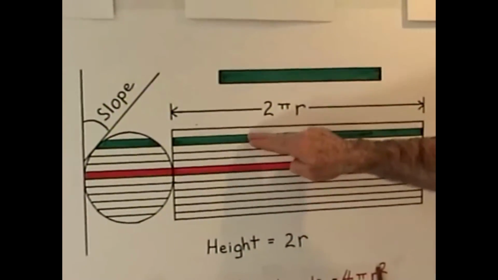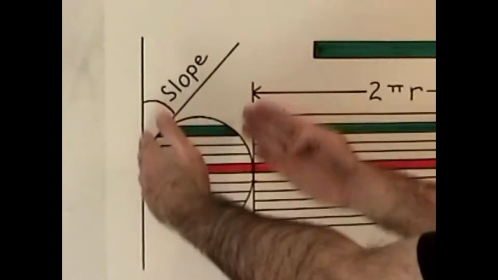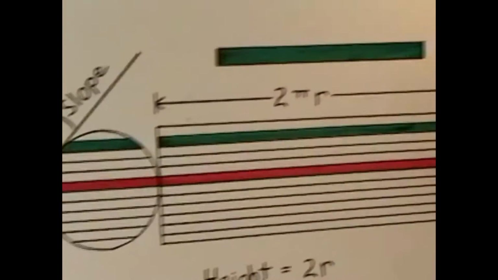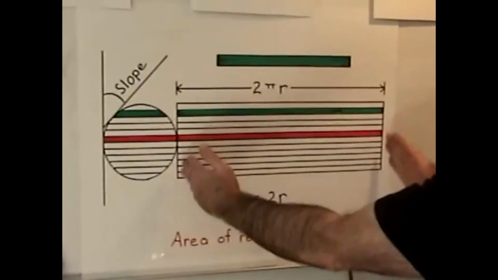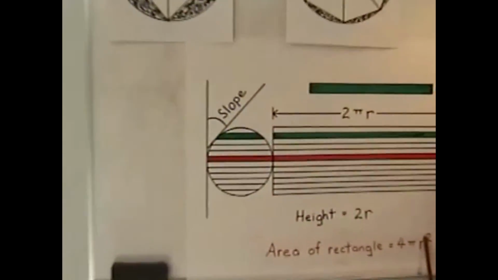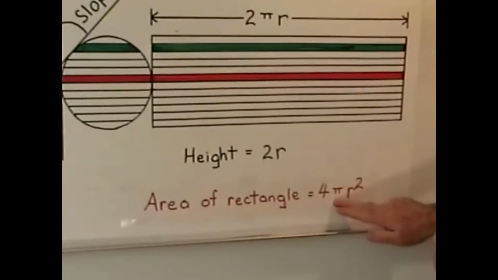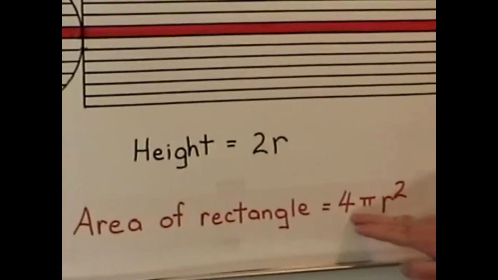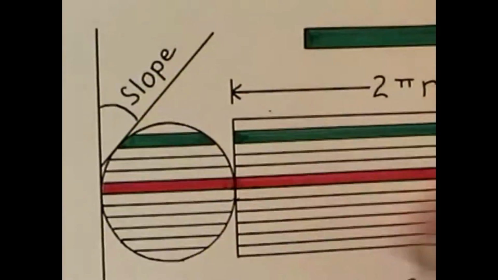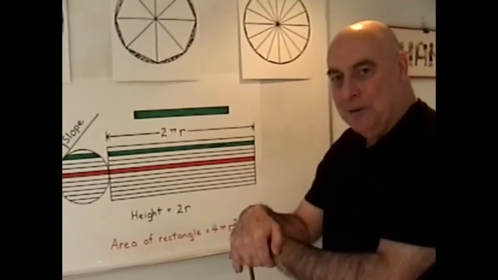And all of the stripes on the rectangle have equal areas. What I'm saying is each stripe covering part of the sphere has the same area as the corresponding stripe on the rectangle. So the surface area of the sphere equals the area of the rectangle. Since the area of the rectangle is 4 pi r squared, that is also the surface area of the sphere. And that is what we were setting out to demonstrate.